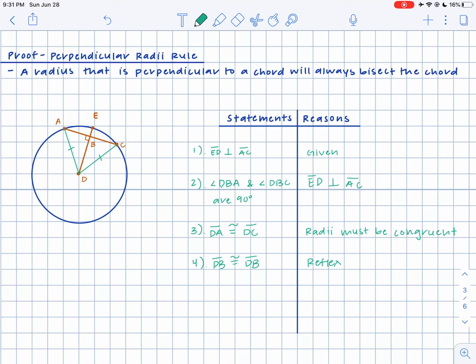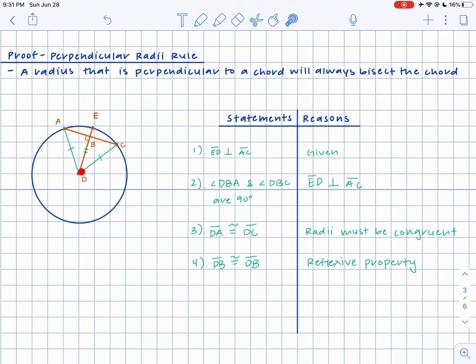And this is the reflexive property. We see these a lot in proofs. And what does the reflexive property state? It states that any geometric object is congruent to itself, whether it's an angle or a segment. Okay, now what do you notice?